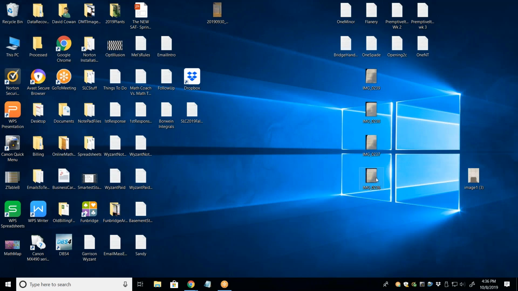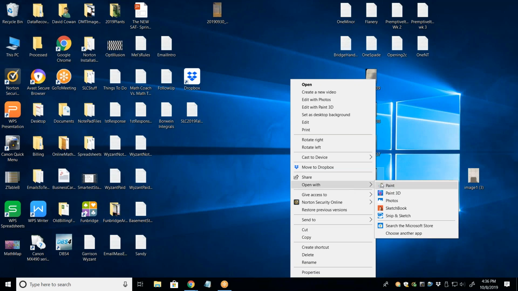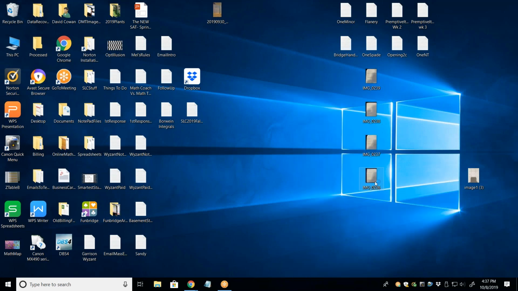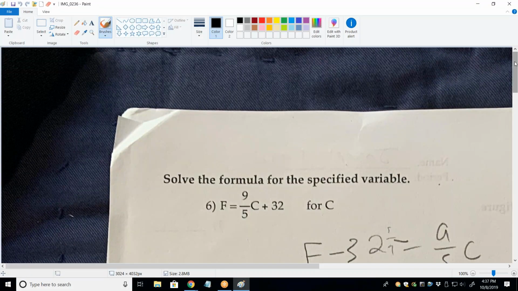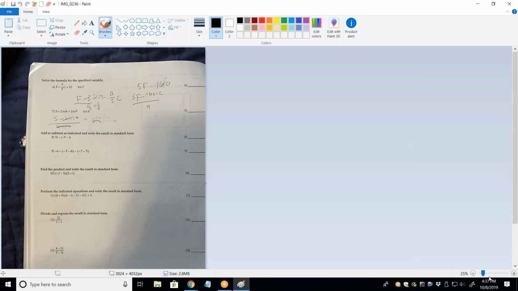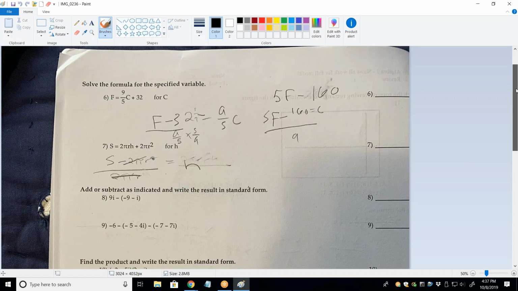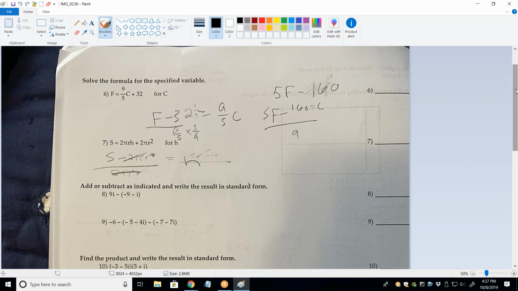Okay, let's open 236 here with Paint. And if this is the last one, I can close it out real quick. Oh, that's the right one. Okay, solve for C.